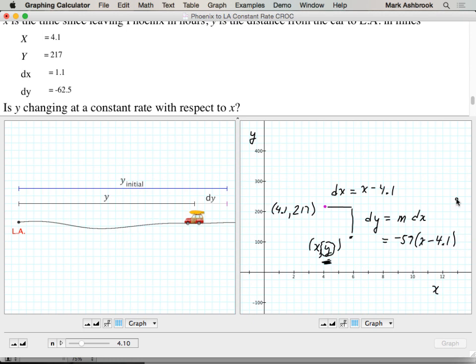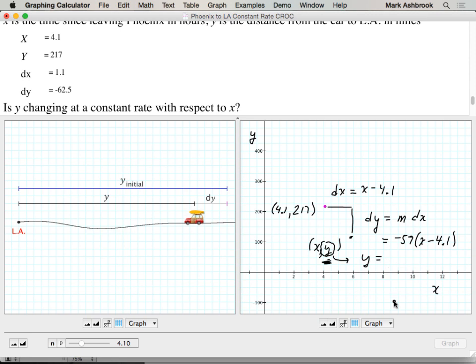So I got my change in x, final x minus initial x. And I'm going to get my change in y using the constant rate. Given any change in x, the change in y is negative 57 times the change in x. That's our mantra. Given any change in x, the change in y is the constant rate times the change in x. So all we've got left now is to write what is y final, or in other words, y.